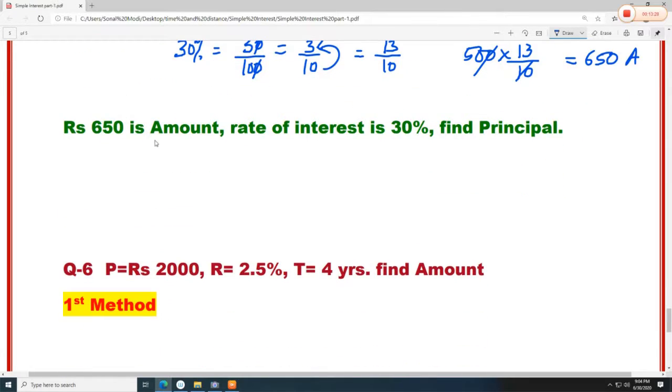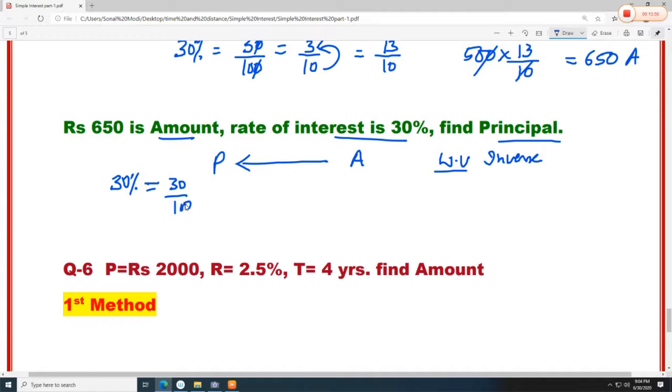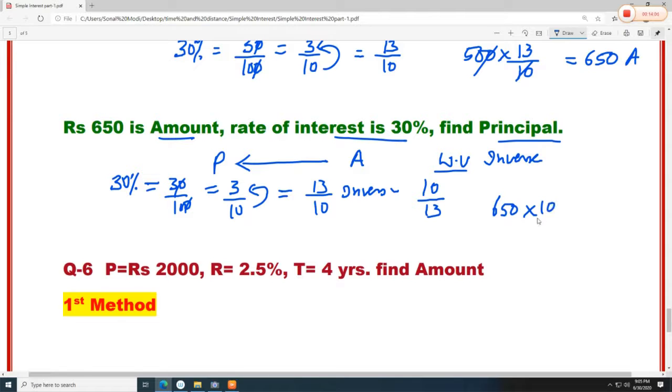Now 650 is the amount, the rate of interest is 30% and you have to find out the principal amount. So here is the principal amount and here is the amount. Here you have to go in a reverse direction, so you have to inverse the whole value. So let us find out the whole value. 30% is equal to 30 over 100, which means it is 3 over 10. So 10 plus 3 is 13 over 10 and you have to inverse it, so it is 10 over 13. So 650 into 10 over 13, so it is going to be 500 is the principal amount.